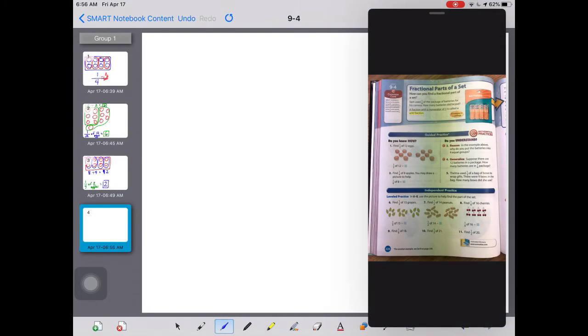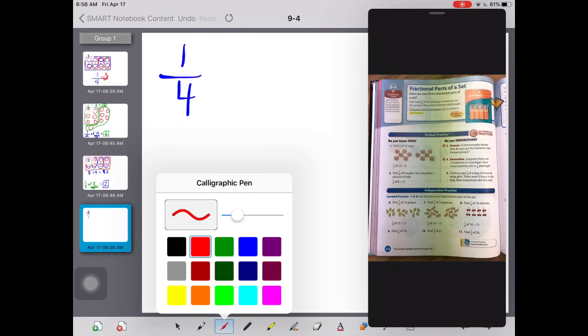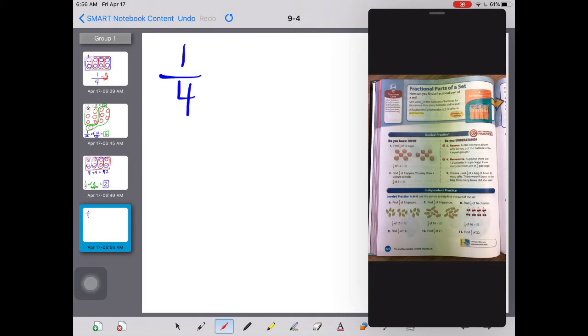Okay, guys, let's take a look at number 3. And it says, in the example above, why do you put the batteries into 4 equal groups? Well, it's all about the denominator, guys. In this instance, in these batteries, you were asked to find 1/4. And the only reason why you put those 8 batteries into 4 groups is because we want to answer the denominator.